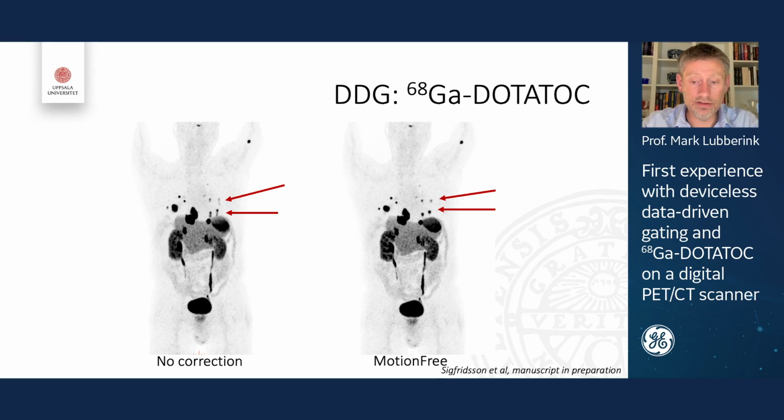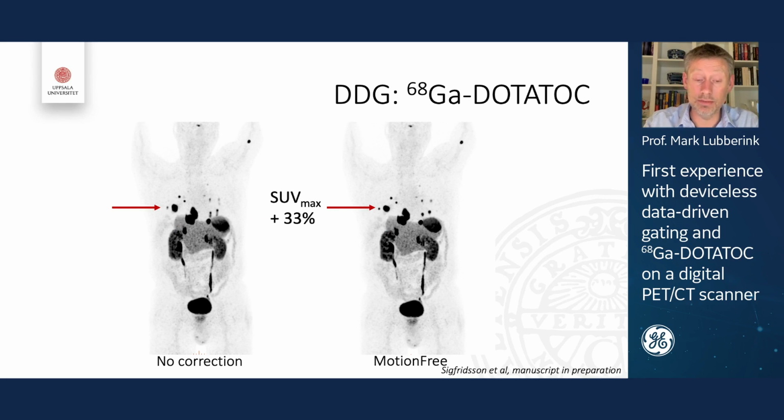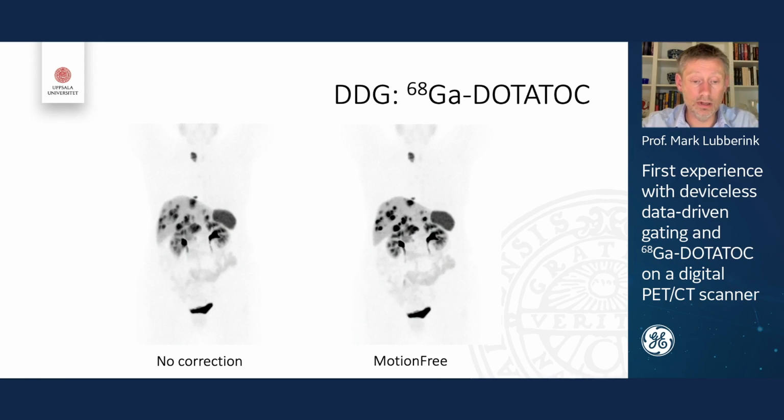There's a second lesion here, which after MotionFree suddenly appears next to this larger lesion in the liver. And if we look at the SUV values, then, for example, this very small lesion on the left-hand side in the images here showed an increase in SUV of about 33% in this case. Here's another example, with very clear motion artifacts on the left-hand side, which disappear when we do MotionFree.